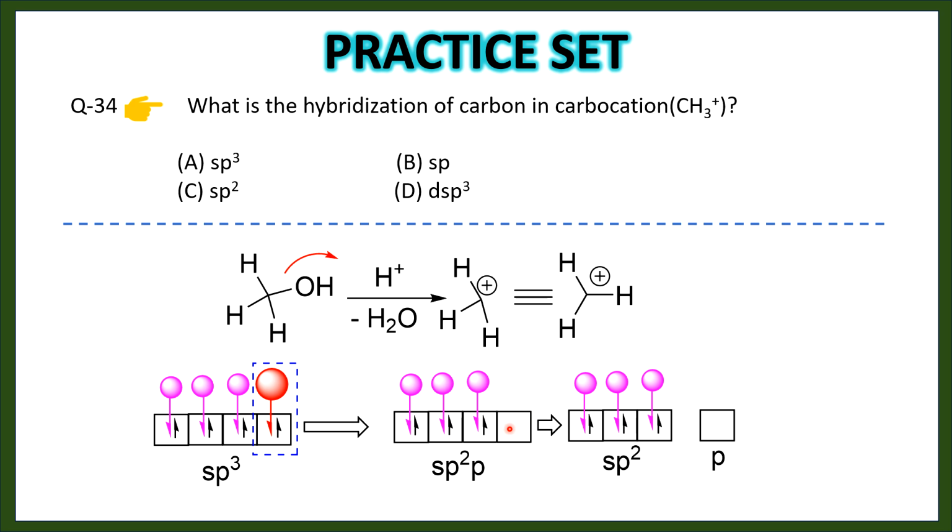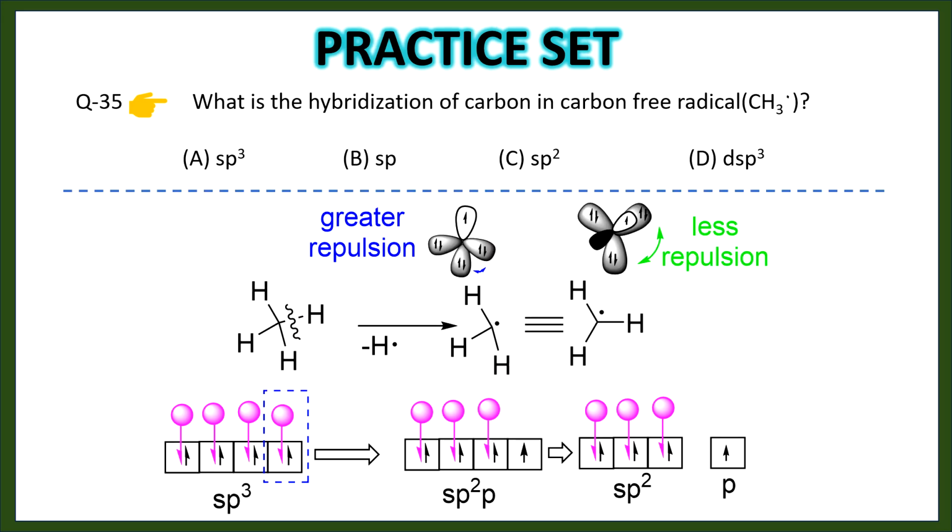Now to minimize the repulsion, it gets an unhybridized p orbital. So carbocations are sp2 hybridized. So the correct option is sp2. Question number 35. What is the hybridization of carbon in carbon free radical? Options are given. It's similar to the previous question.